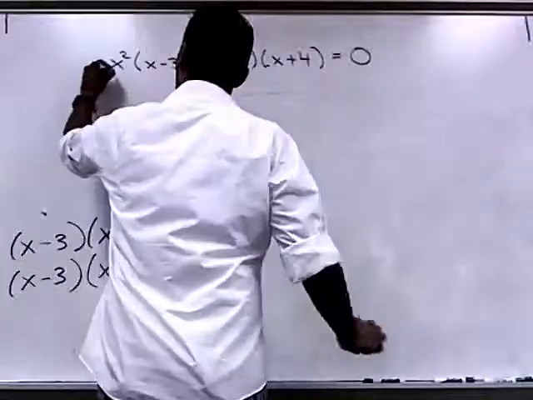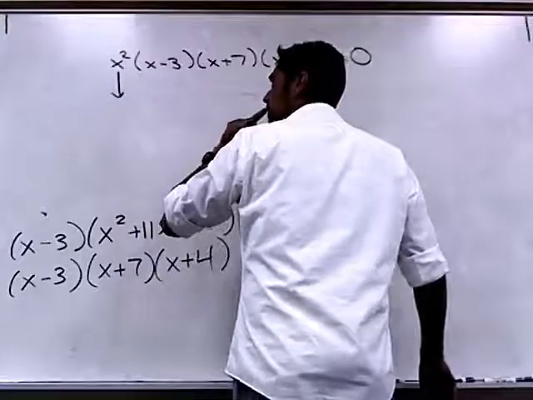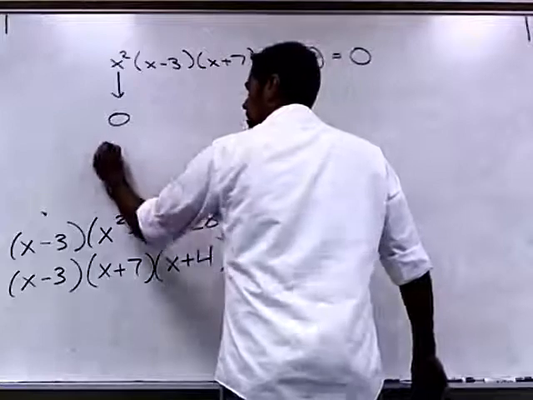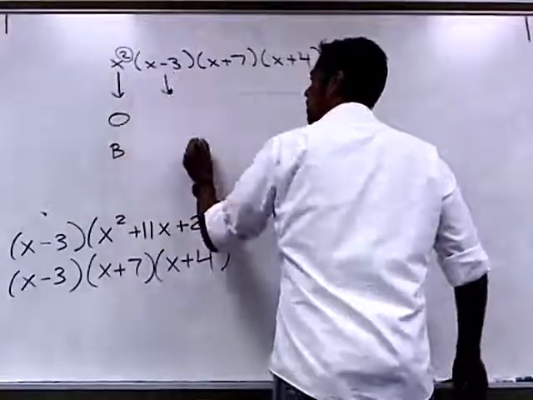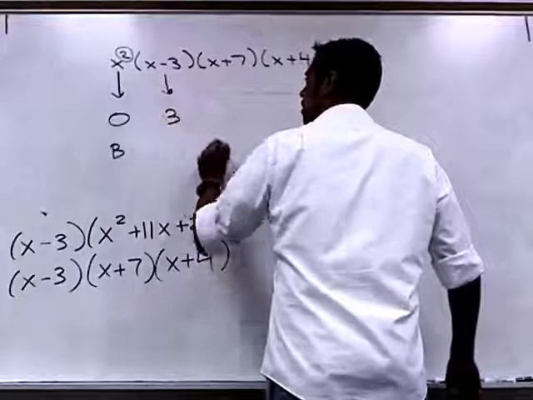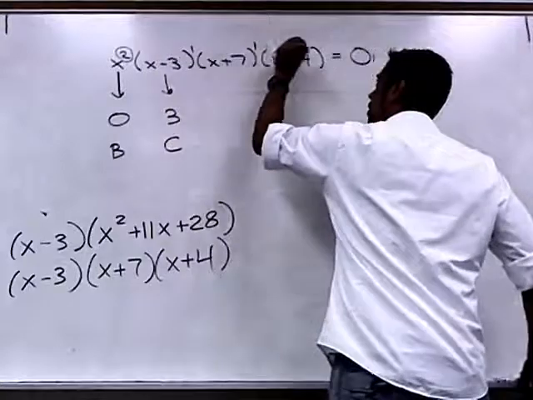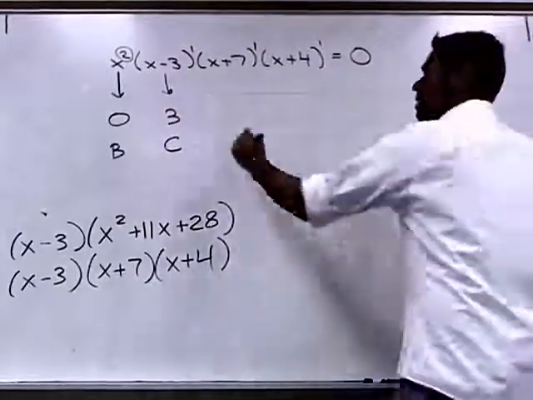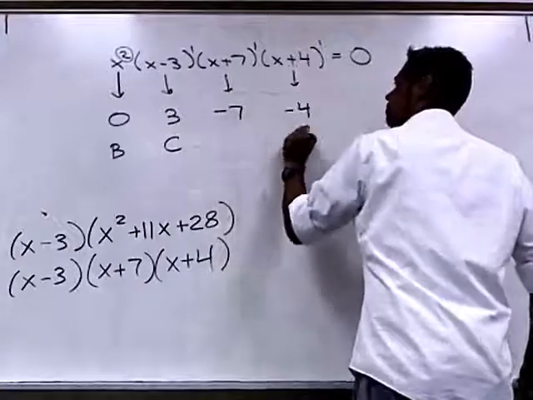So what about this one? What makes that 0? If x is what? 0. Will I cross or bounce there? Bounce, because squared, right? What makes that 0? 3, cross or bounce? Cross, because power is 1. Actually, all these are power 1 there, right? So the rest should be crossing. I'll cross at -7. I'll cross at -4.